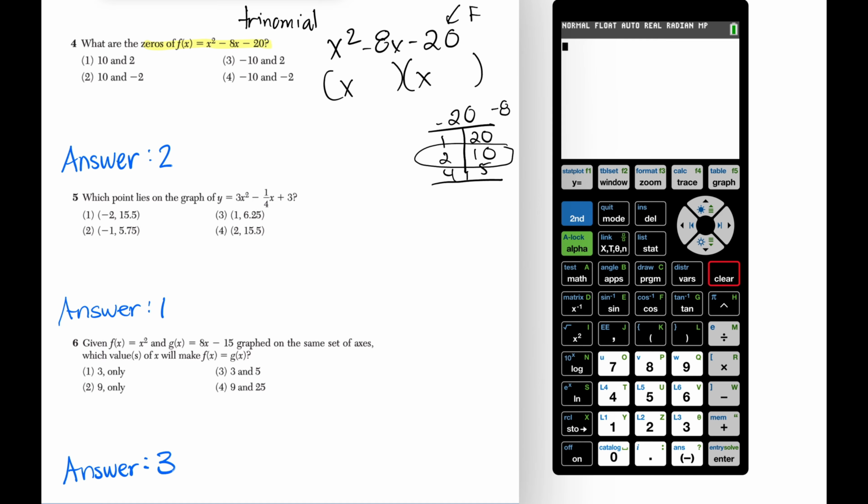I can see a difference of 8 here. So the difference between 2 and 10 would be 8. But I want negative 8. So which one should be negative, my 10 or my 2? Well, my 10 should be negative because negative 10 plus 2 is going to give me negative 8. And those are my factors. So here's negative 10 and here's plus 2. And that's how I got my answer number 2.